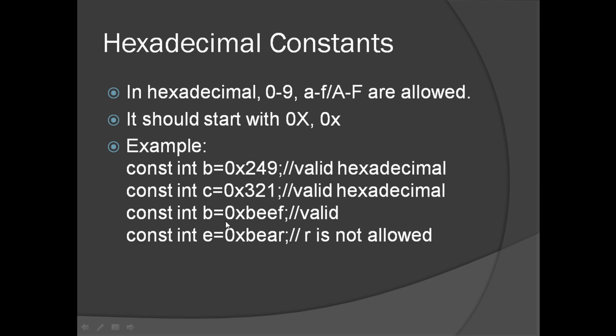const int b is equal to 0xbef. const int b is equal to 0xbeef. These are valid hexadecimal values, so they are allowed. On line number 4, the fourth example, const int e is equal to 0xbear. R is not a valid hexadecimal digit, so this is not valid.